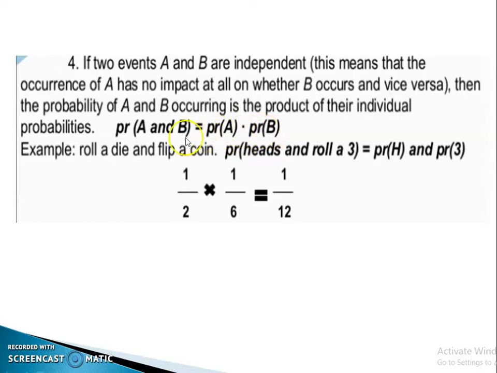For example, in a roll of a die and a flip of a coin, probability of heads and roll a 3 dots is equal to probability of head multiplied by probability of 3 dots. Probability of head when we flip a coin is 1 by 2, and probability of getting 3 dots when we roll a die is 1 by 6. So the product of 1 by 2 and 1 by 6 is equal to 1 by 12, which is the probability of head and a roll of 3 dots.